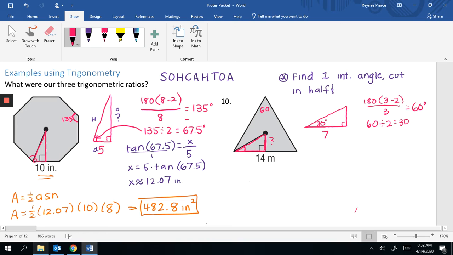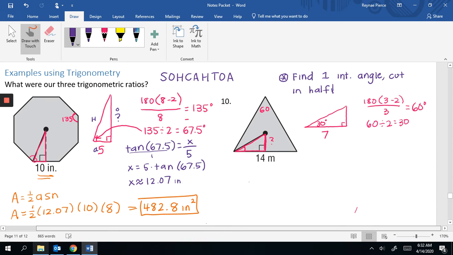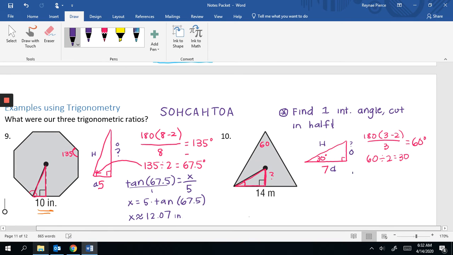7 represents our long leg. But if you don't want to use special right triangle patterns again, we can go ahead and use trig. We're looking for that opposite side. 7 is our adjacent side. Here's our hypotenuse, but that's not pertinent to our problem here. We're still going to use tangent.